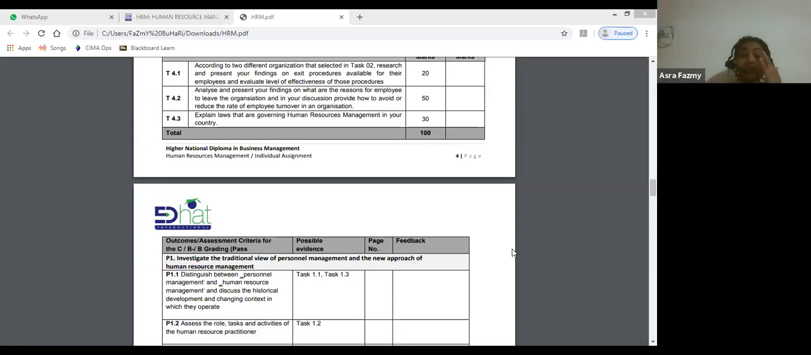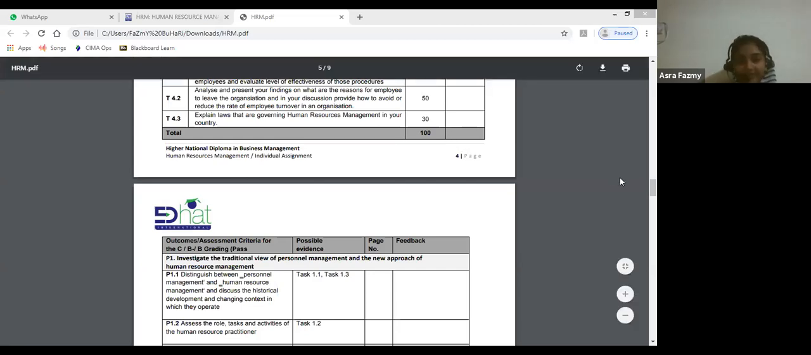So task 4.3, explain the laws that are governing human resource management in your country. This is exactly what I gave you all to do, but I don't know if you all did it. So next class I will explain it to you all. There are a few laws that I asked you all to find out. Now, what are the laws? Sex Discrimination Act. Right. So those are the laws that you all have to discuss here. Anyways, we'll do it next class.